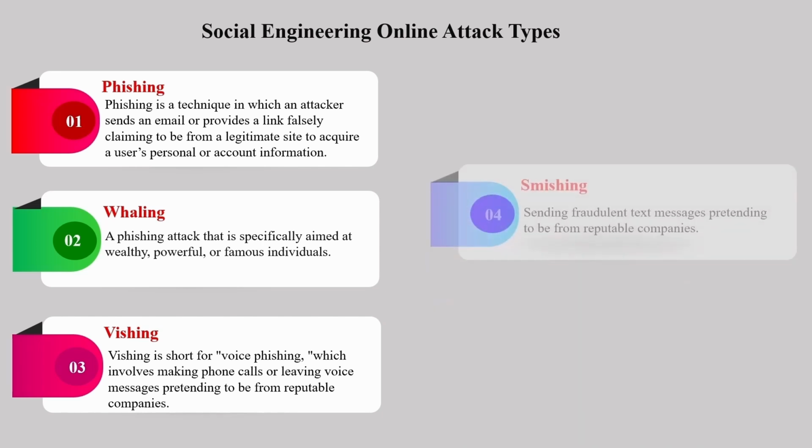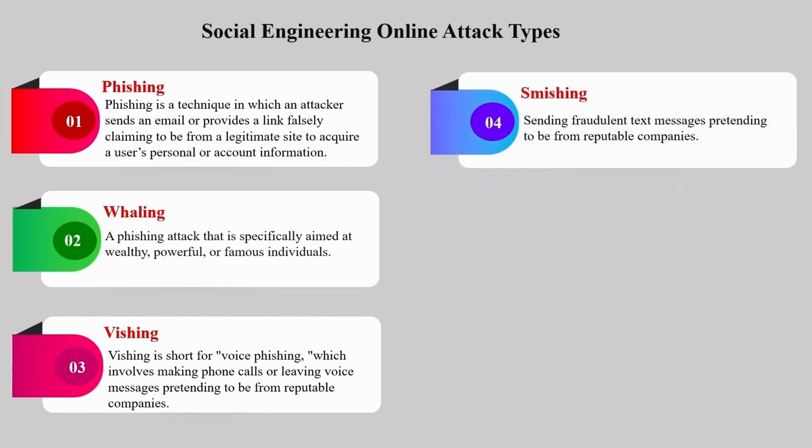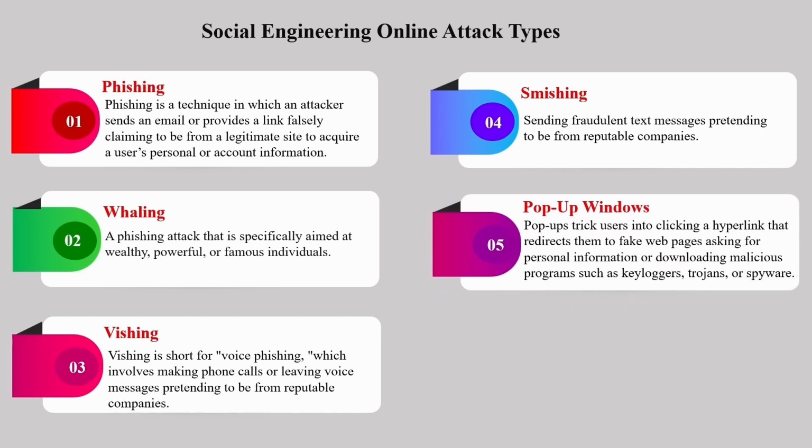Let's see the fourth attack, that is smishing. In smishing, the attacker sends fraudulent text messages pretending to be from reputable companies. Fifth one is pop-up windows. So basically, pop-ups trick users into clicking a hyperlink that redirects them to fake web pages asking for personal information or downloading malicious programs such as keyloggers, trojans, or spyware.